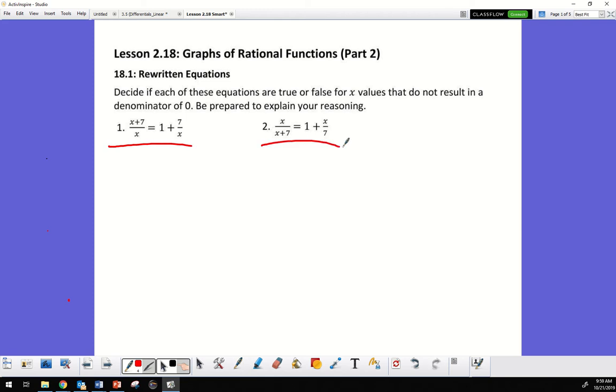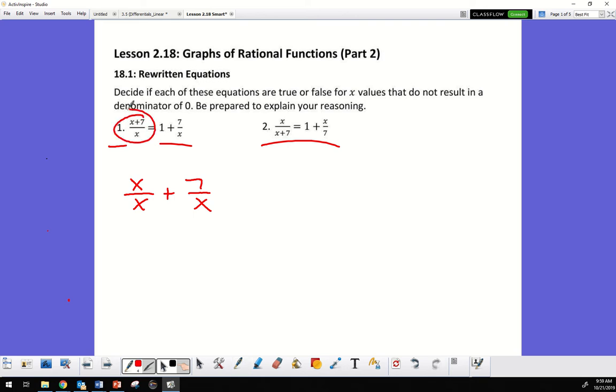So for this first one right here, it's going to be x plus 7, and the denominator is x. Yes? Okay, so that means that both terms have a denominator of x. I could separate my fraction in this rational function. So it's going to be x over x plus, so I'm breaking this apart, 7 over x. So now those together have a common denominator, so I can add them together, just like this.